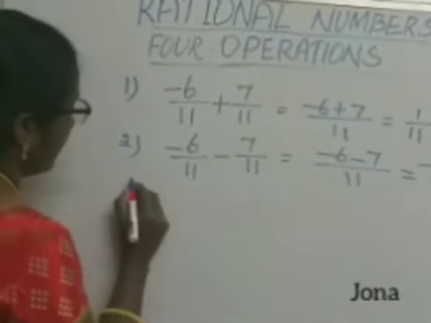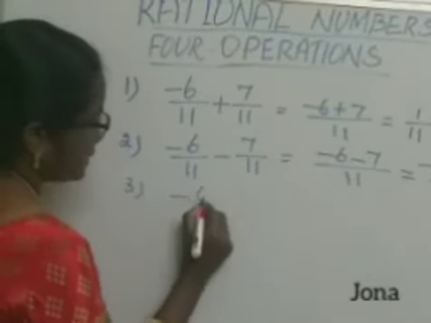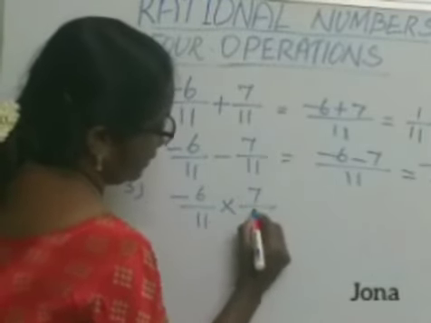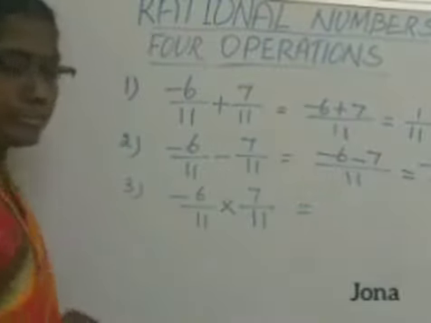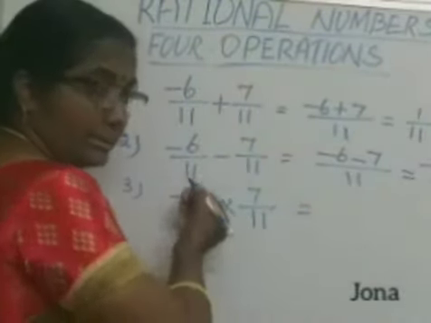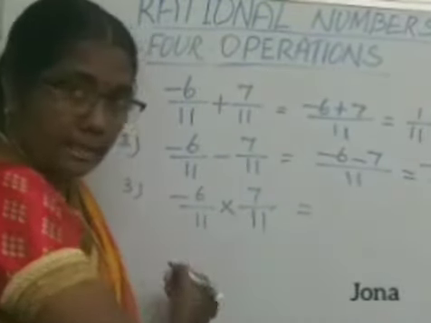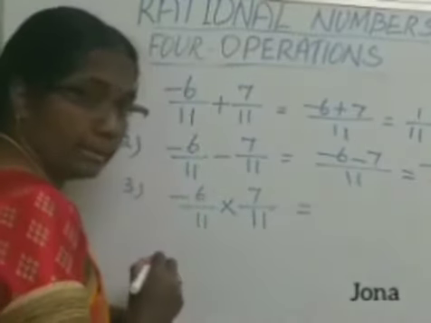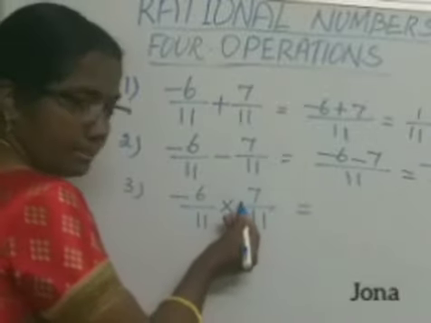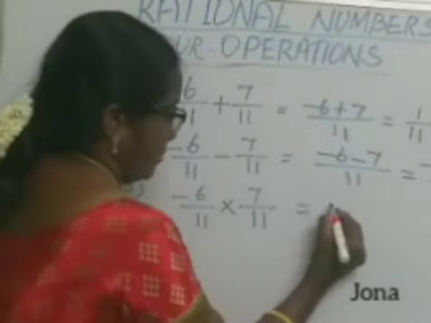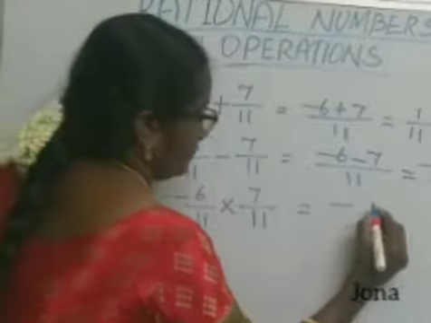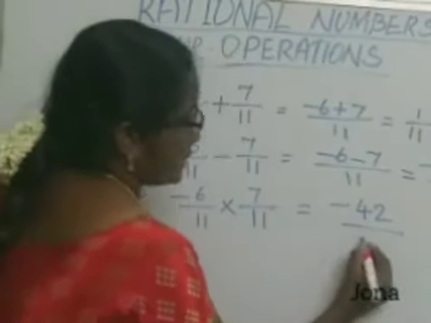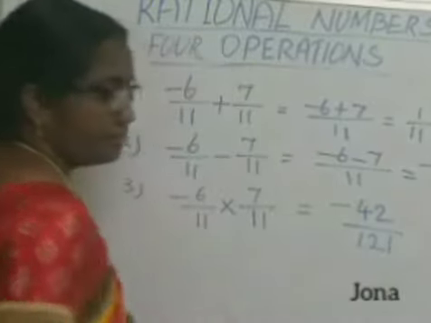If it is multiplication, minus 6 by 11 into 7 by 11, we have to multiply the numerators and multiply the denominators. First we multiply the symbols: here minus, here plus, minus into plus is minus. 6 sevens are 42, by 11 elevens are 121.